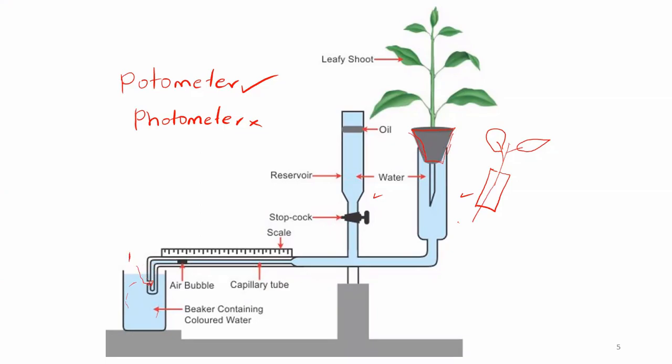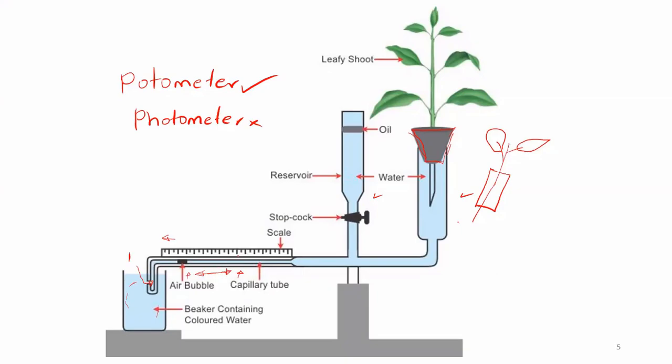Afterward, we place this setup under the sunlight, and at particular time intervals, note the air bubble movement. Note the initial air bubble position, and after 5, 10 or 12 minutes later, see how far the air bubbles have moved. From that you can get the distance of air bubble movement in that time. Okay, this is the Ganong's Potometer experiment.